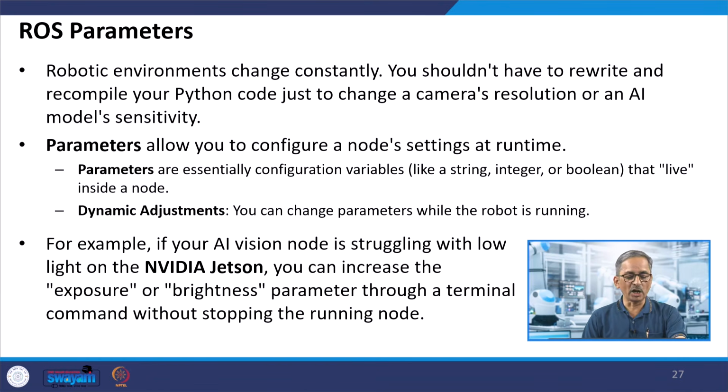Next is the ROS parameter. Robotic environments change constantly, so you should not have to rewrite and recompile your Python code just to change the camera resolution or an AI model sensitivity. Parameters allow you to configure node settings at runtime itself. Parameters are essentially configuration variables, say string, integer or boolean, and we can have dynamic adjustments. You can change the parameter while the robot is running.